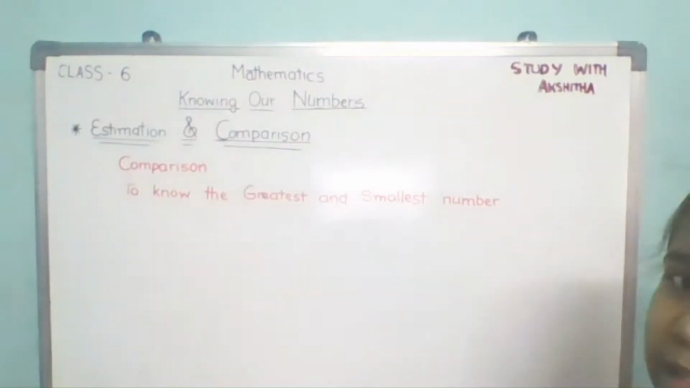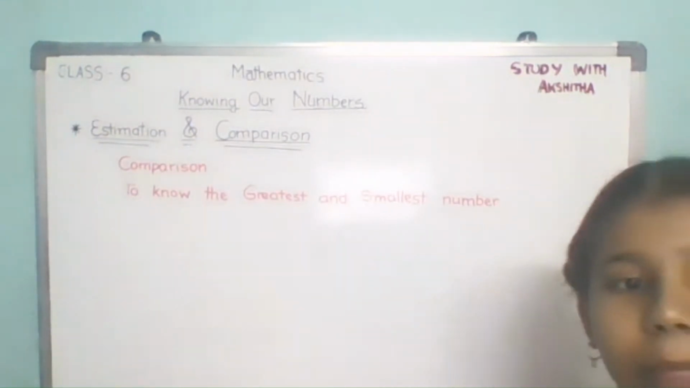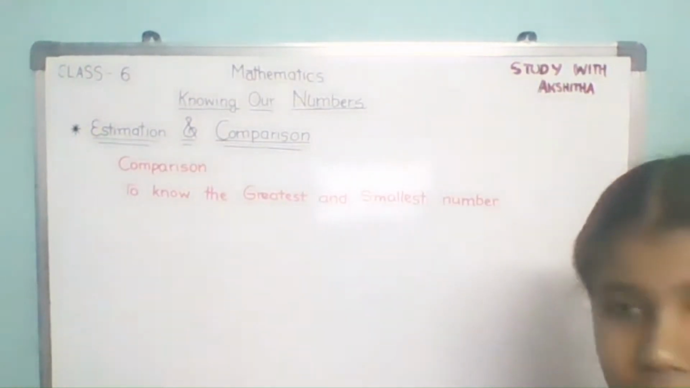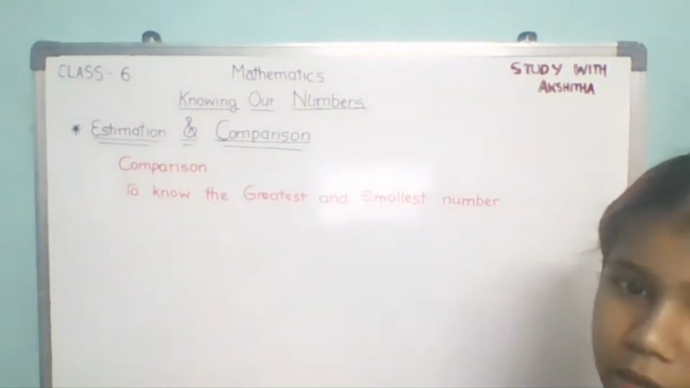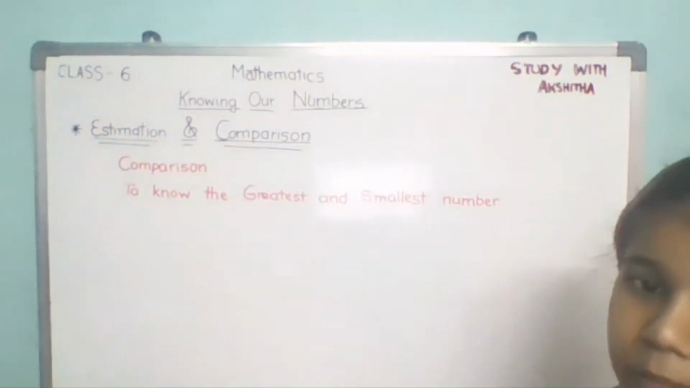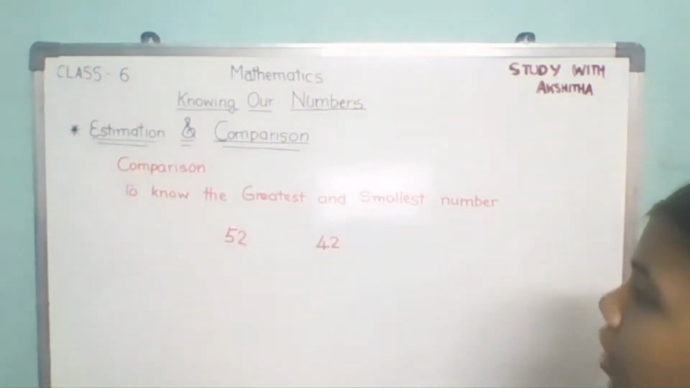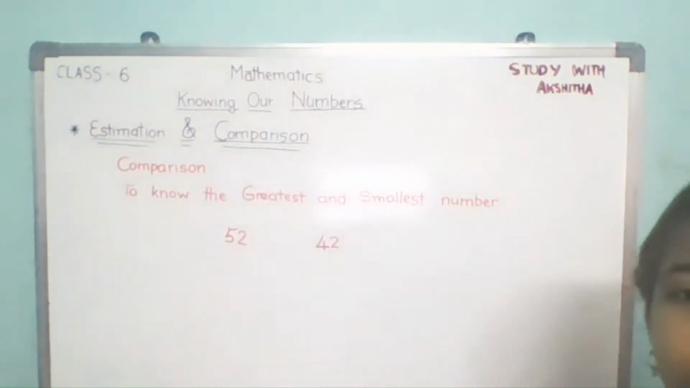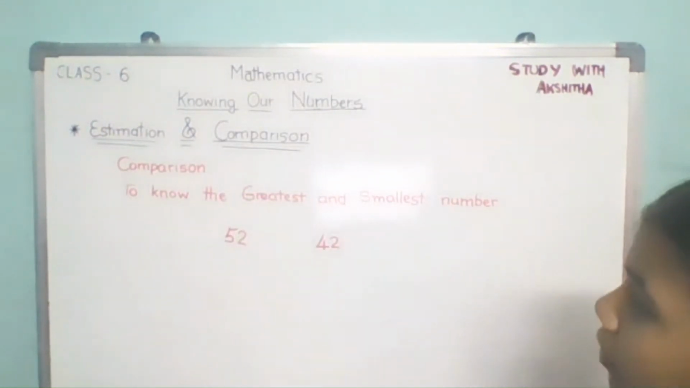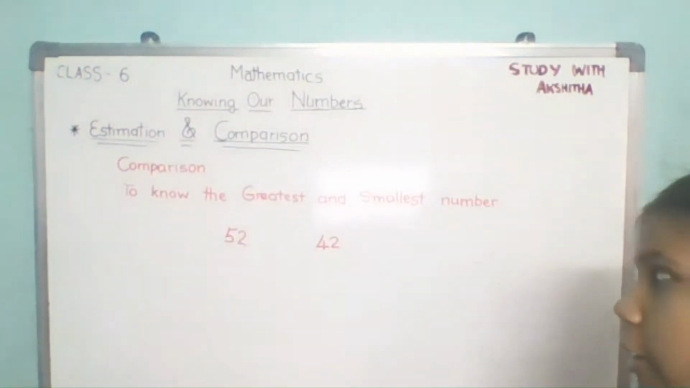Now let us learn about comparison. So what is comparison? Why do we use comparison? We compare numbers to know the greatest and the smallest number. So let us see some examples and understand. Now let us compare these two numbers, 52 and 42. We have taken smaller numbers to understand better.